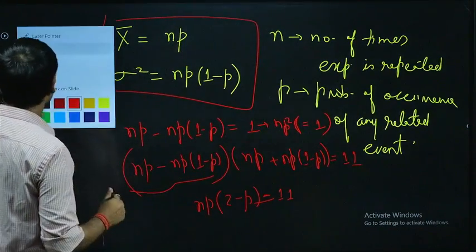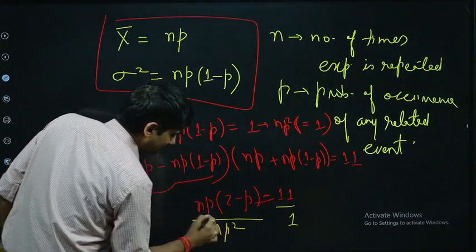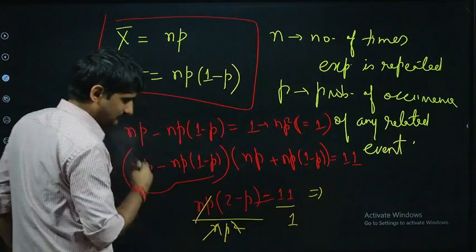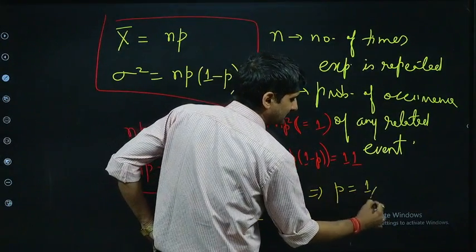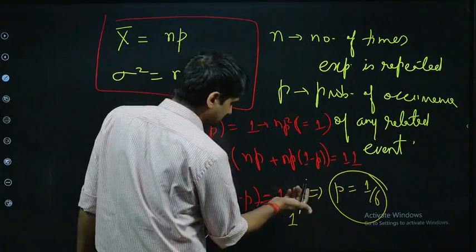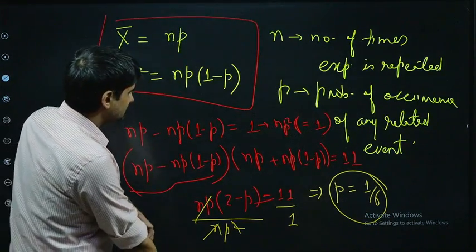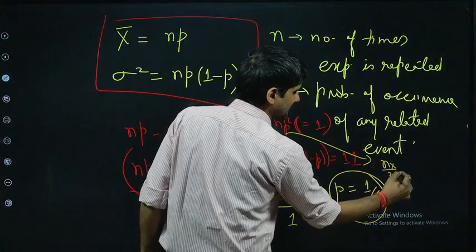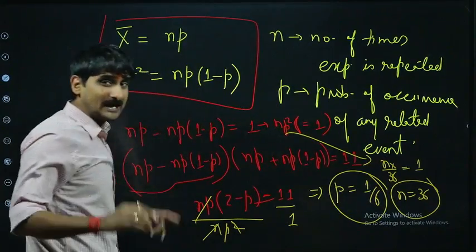Now what will I do? I will just divide this by np square. So that's gone, that's gone. Just cross multiply, what do we have? 11p is equal to 12 minus p, so p is 1 by 6. Now p is 1 by 6, just put the value anywhere, maybe in np square. So n by 36 is equal to 1, so n is equal to 36. So exactly 3 times.